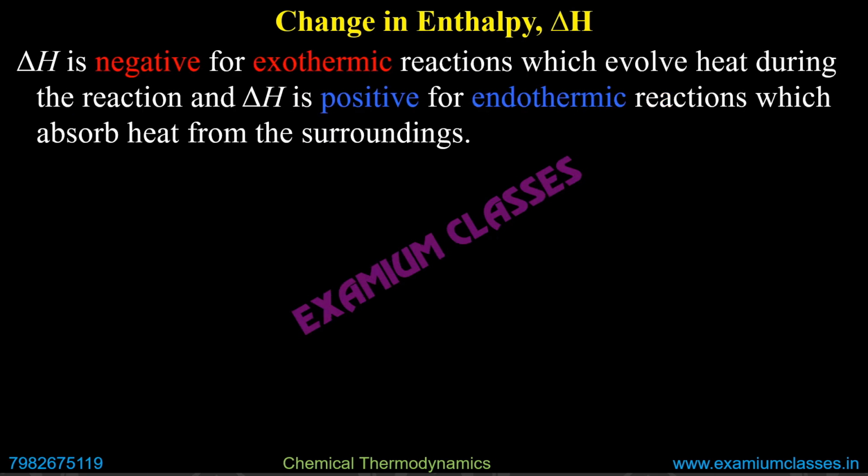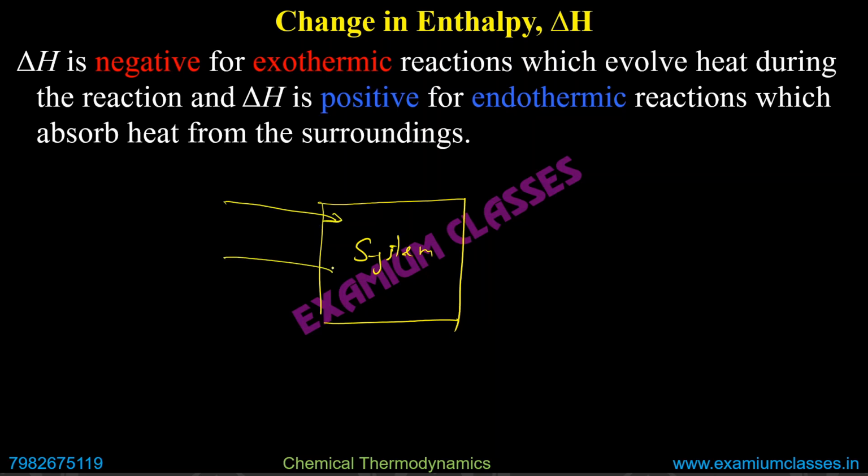Delta H is negative for exothermic reaction and positive for endothermic reaction. And it is a very simple concept we have already talked about. If it is a system, whatever is going into the system, whether it is work or heat, it is positive. Whatever is outgoing from the system, whether it is work or heat, it will be negative.